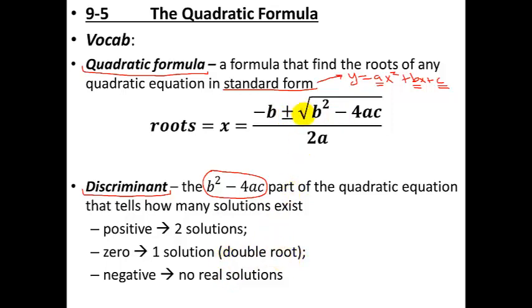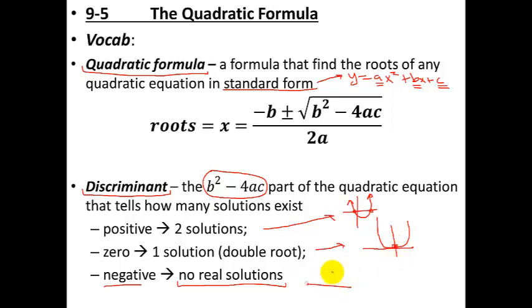And lastly, if under the radical you have a b squared minus 4ac that comes out to be negative, well, you cannot take the square root of a negative number, and therefore your parabola will have no real solutions. So this one here is going to be a parabola that crosses the x-axis twice. This one is going to be a parabola that crosses just one time, and then this one is going to be a parabola that's maybe located up here that doesn't cross at all, so no roots.